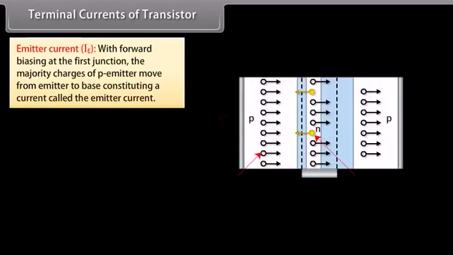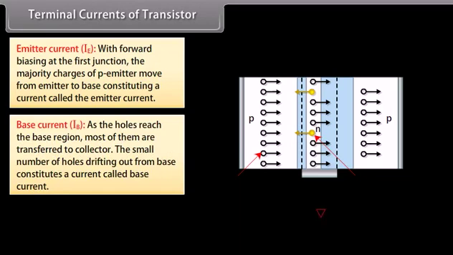Terminal currents of a transistor. We consider a PNP transistor to understand the different terminal currents. Emitter current IE. With forward biasing at the first junction, the majority charges of the P emitter move from the emitter to the base, constituting a current called the emitter current.